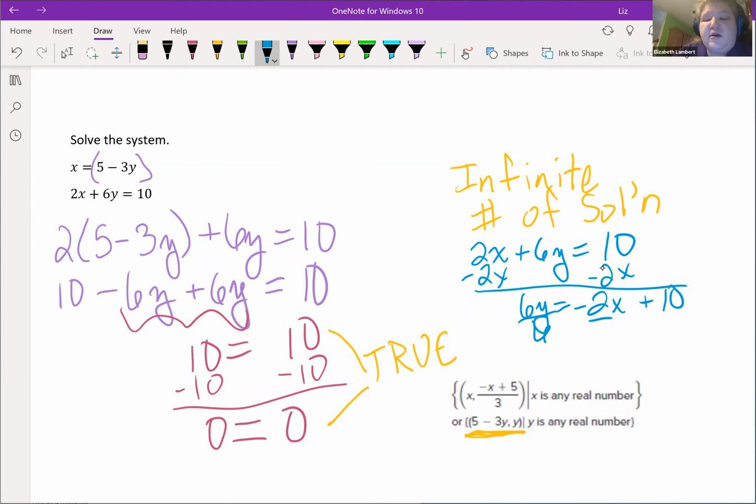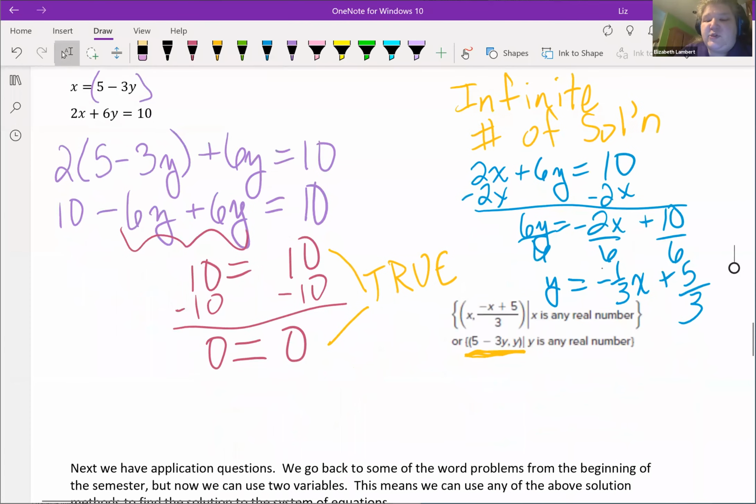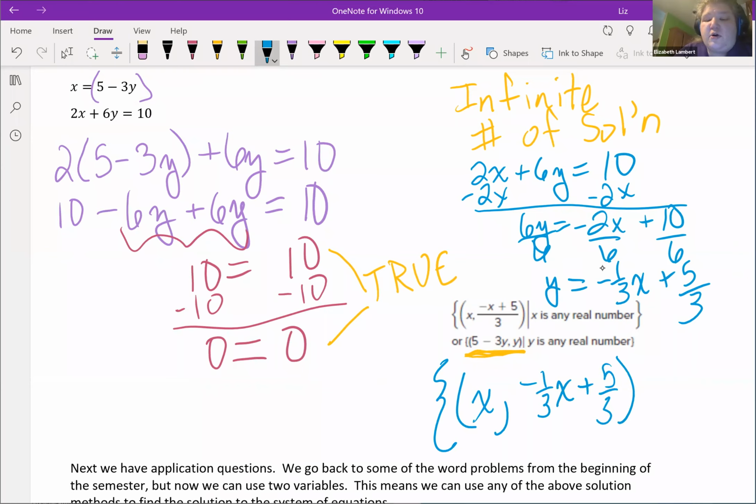And then I'm going to divide by 6. I get y equals, this reduces to -1/3 x plus 5/3. And I could write it like that. So that is what y is the same as. So I could say the set of all x, -1/3 x plus 5/3 ordered pair points such that x is any real number, or the fancy math way is to say you put a little e for is an element of the reals, the fancy double bar R.